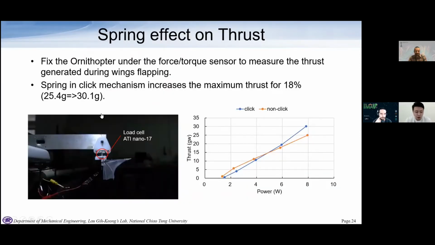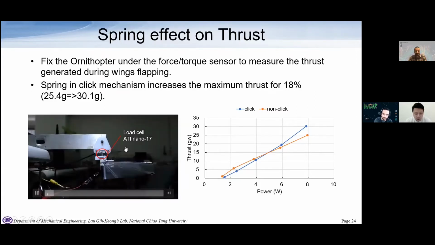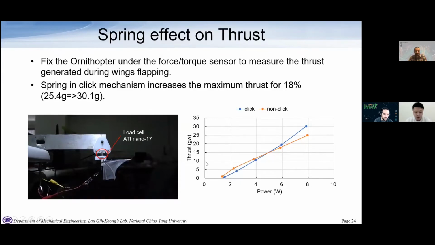And we fixed the ornithopter on the force sensor to measure the thrust generated during wing flapping. As in the video, the wings flap and generate a thrust upward. So we can measure the thrust by reading the mean vertical force on the force sensor. And the result shows that the click mechanism improved the maximum thrust by 80%, from 25 grams to 30 grams, while the power consumed is almost the same.